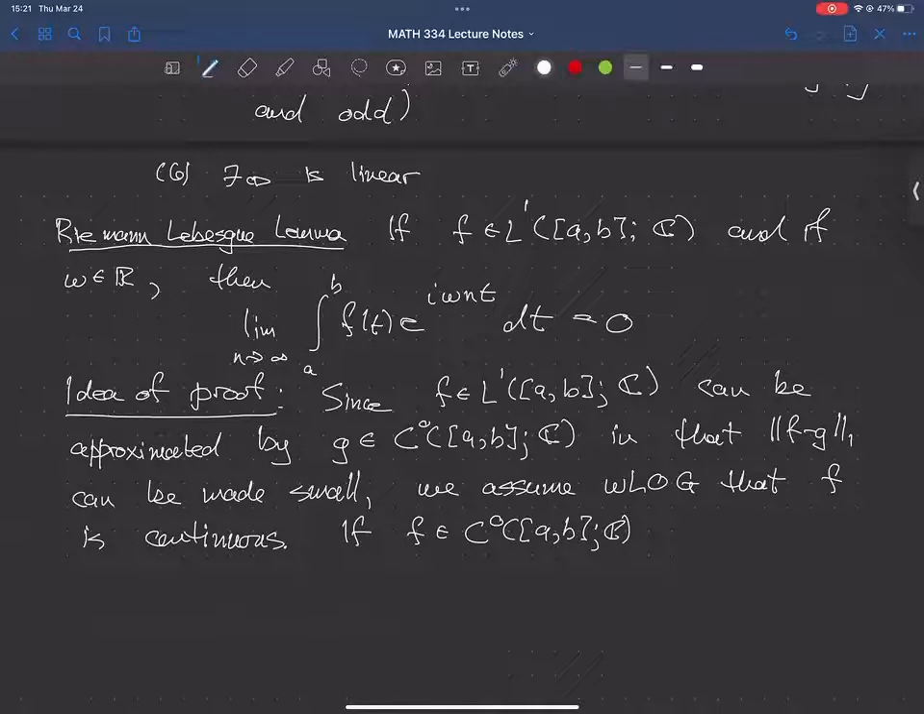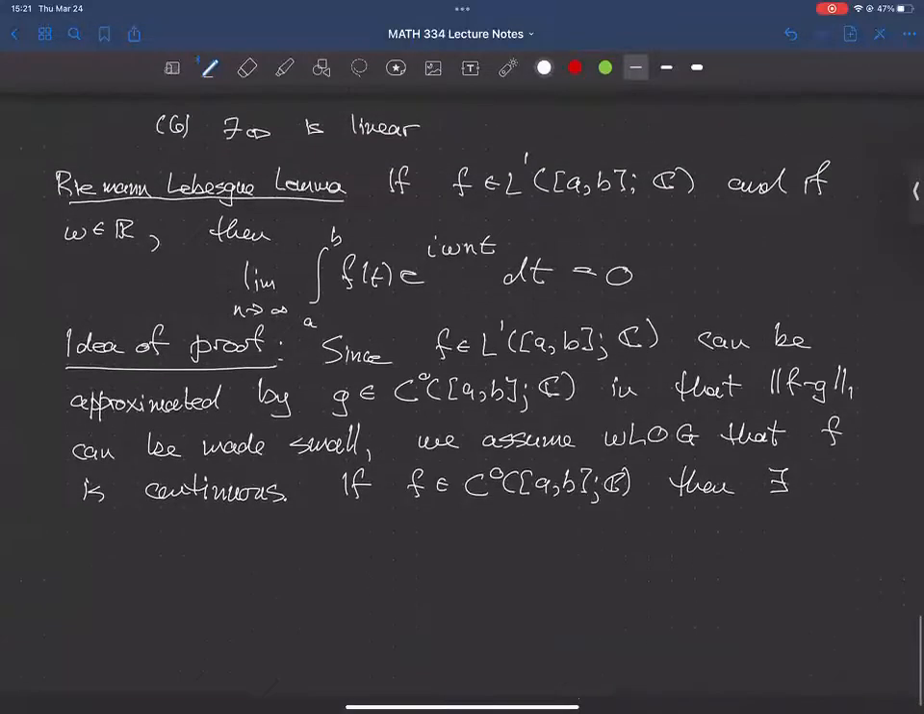All right, so now I am in the case where f is continuous, and if f is continuous, then there exists a step function.